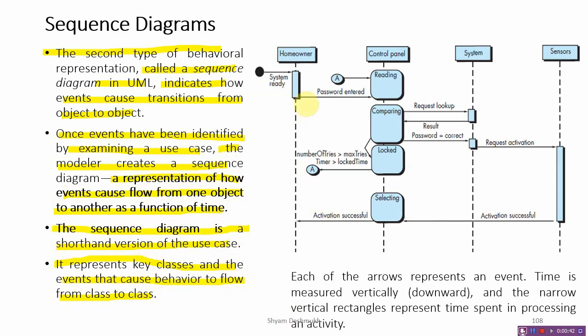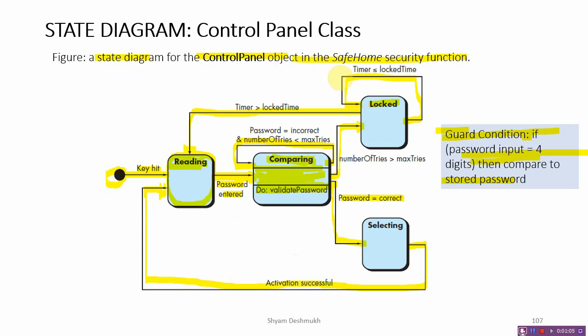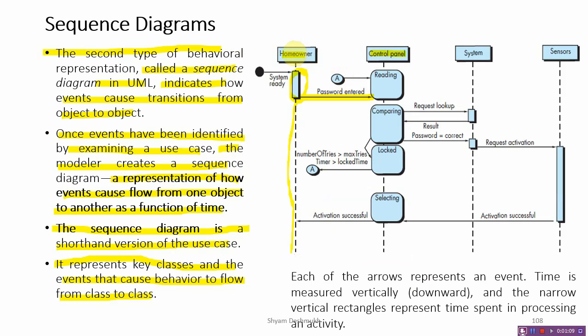Each row represents an event, and time is measured vertically over here, and the narrow vertical rectangles represent the time spent in processing an activity. Here, consider a partial sequence diagram of the SafeHome system, for which we have seen the state diagram previously. Here you can see there are 4 classes which are participating in this particular sequence.